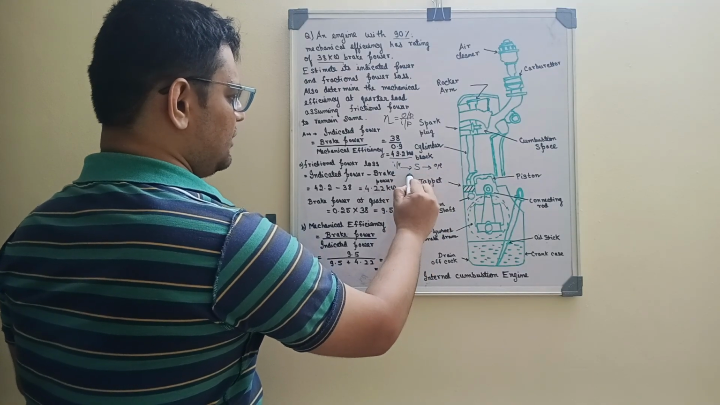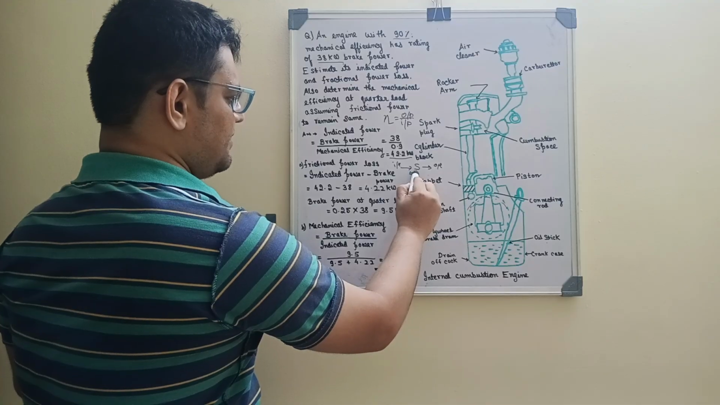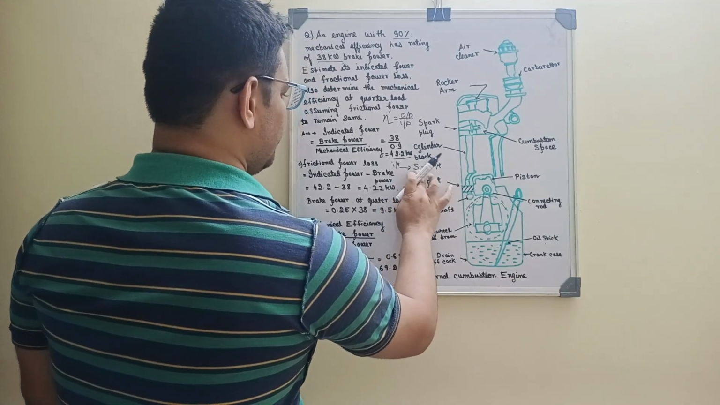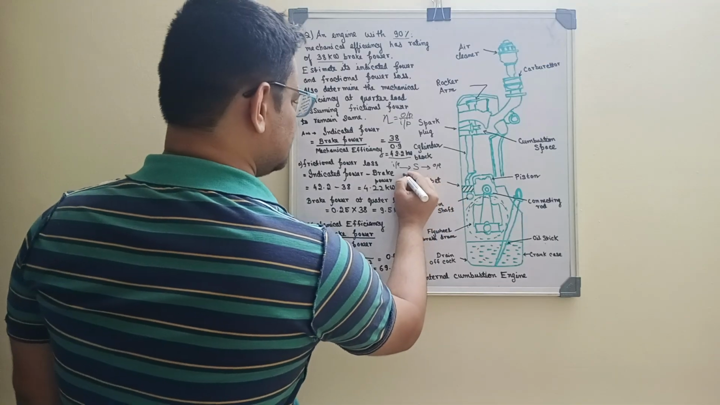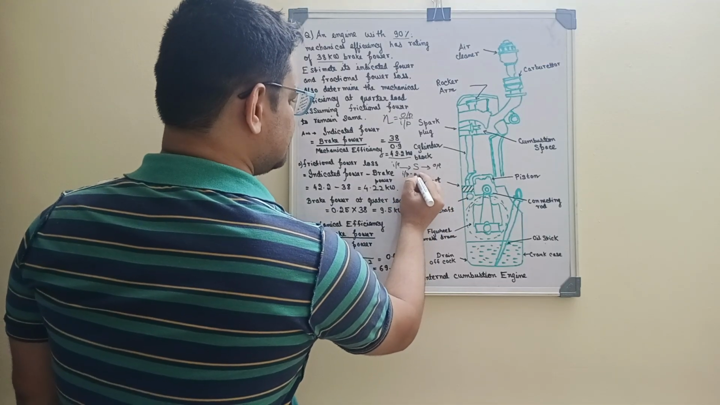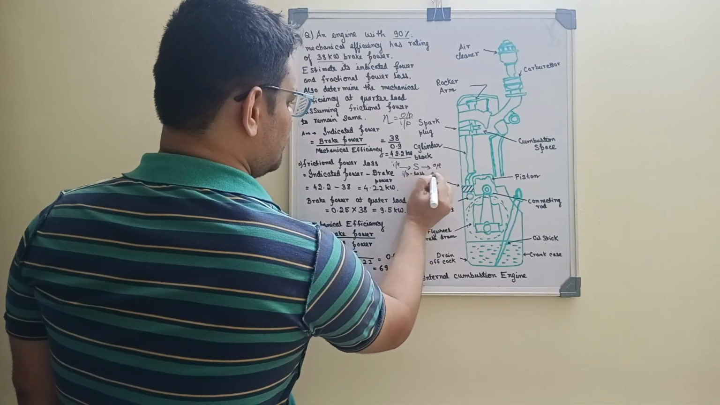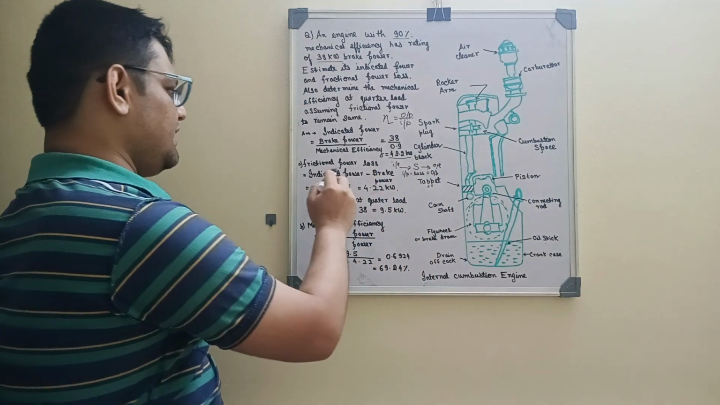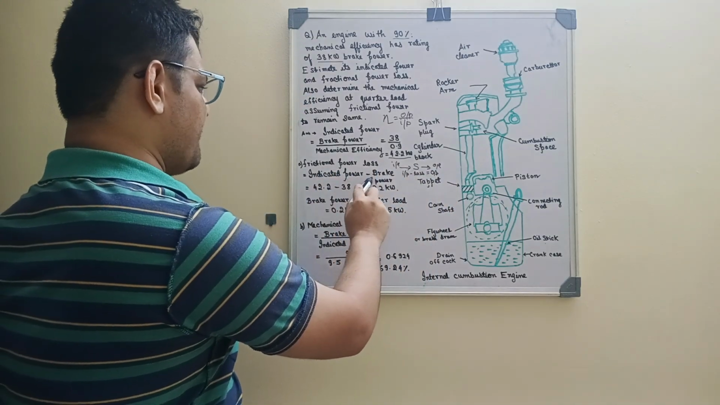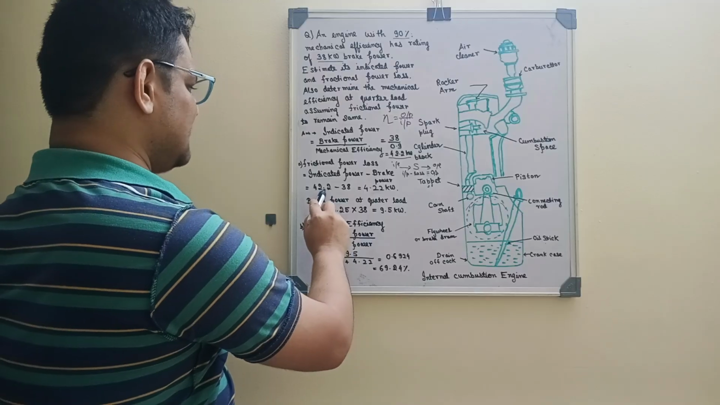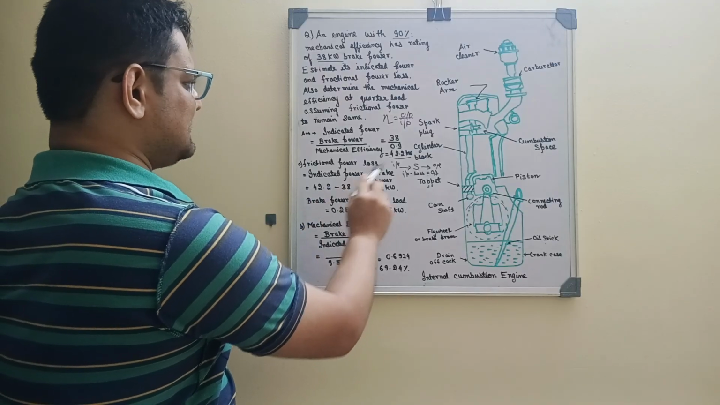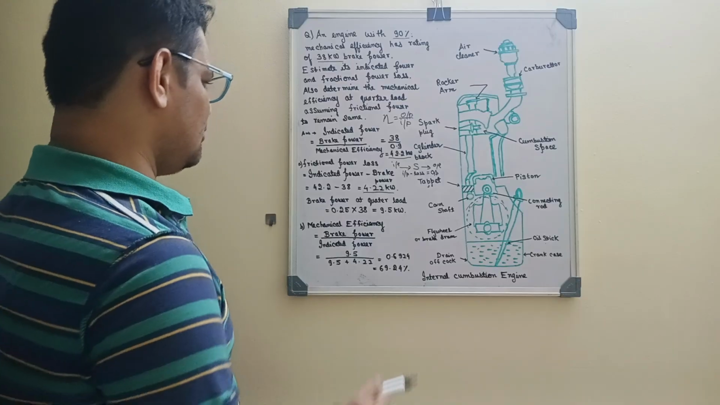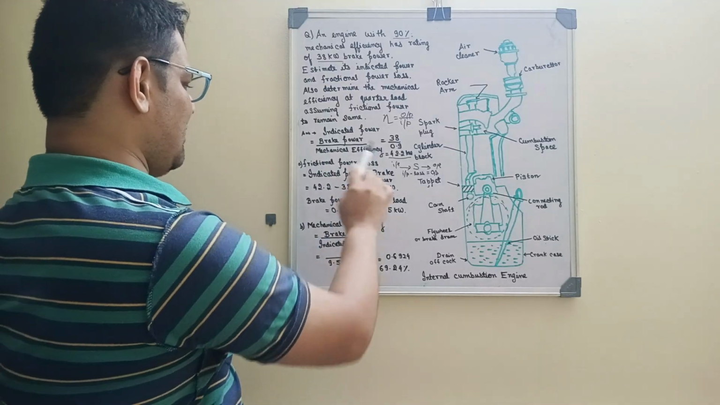So there will be many losses in this system, so input minus loss is equal to output. Here the same concept is used: indicated power minus brake power, that is 42.22 minus 38, that is 4.22 kilowatt. So this is the frictional power loss.